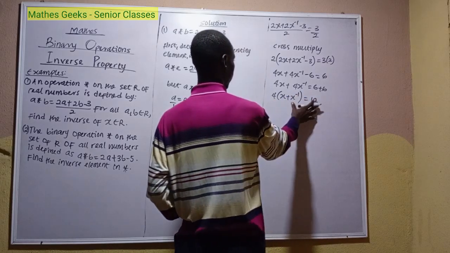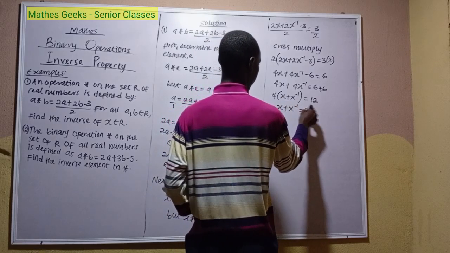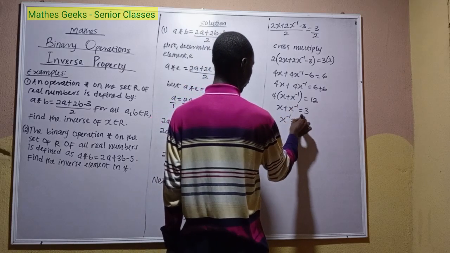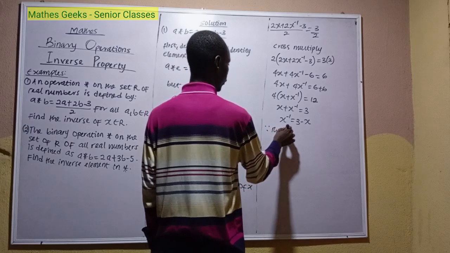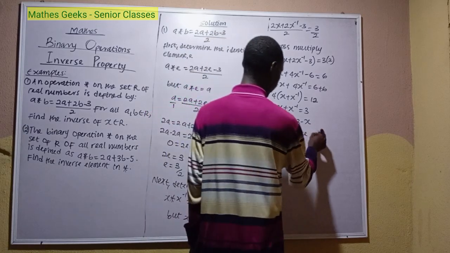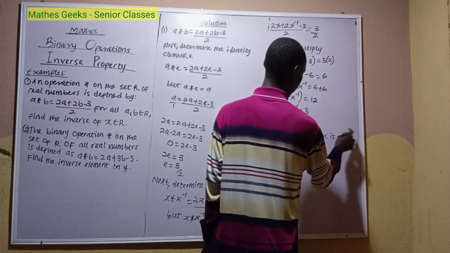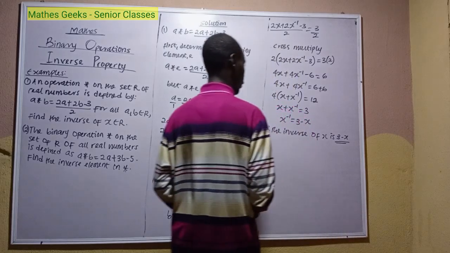So divide both sides by 4. This becomes x plus x inverse equal to 3. And we are looking for x inverse, so x inverse equal to 3 minus x. So therefore, the inverse of x is 3 minus x. That's the answer.